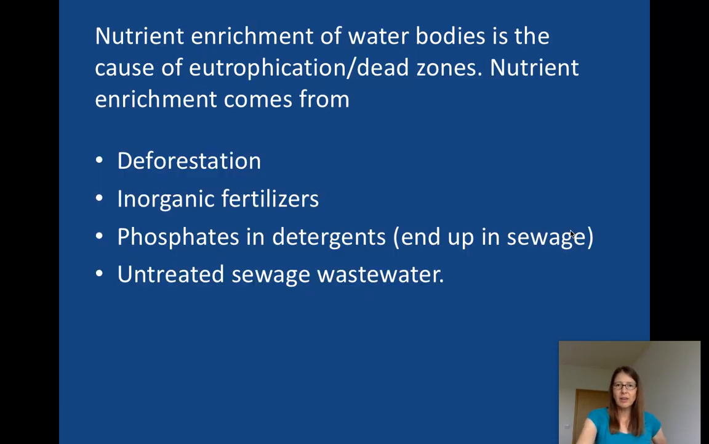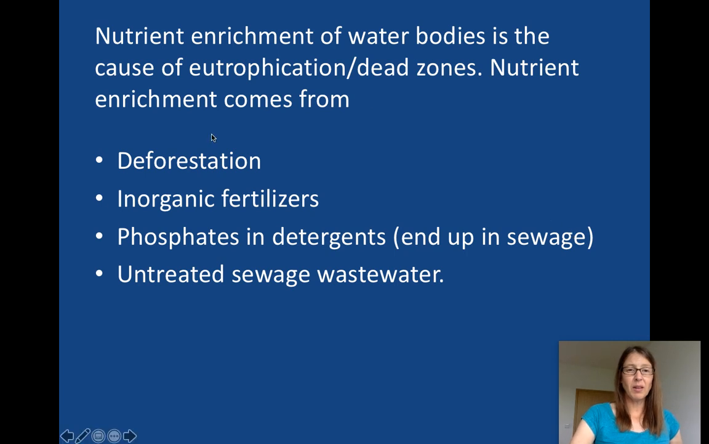So how does it happen? Well, nutrient enrichment can happen through deforestation, inorganic fertilizers, phosphates that often come up in detergents, and there's phosphates in a lot of dish soaps and things that get it sudsy, and so that ends up in the sewage. And if it doesn't get treated, then that's in the water. And then, of course, untreated sewage wastewater, because there's a lot of nutrients there too. Okay, so that's how we end up getting the nutrient enrichment in the first place.